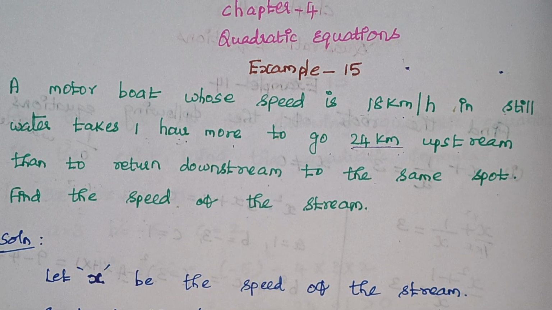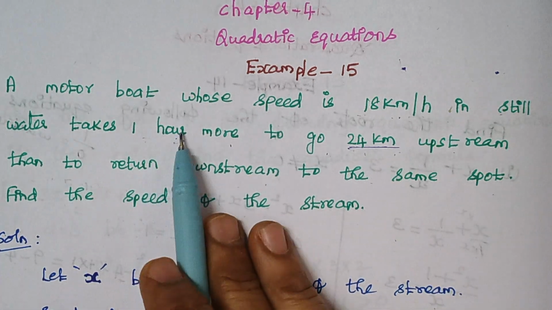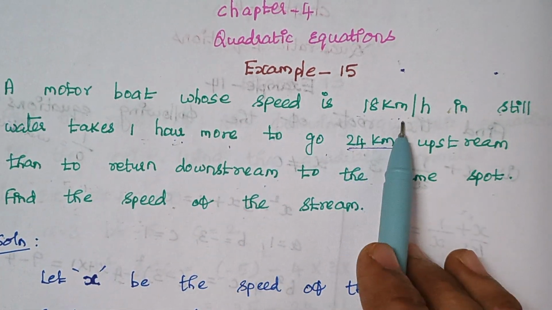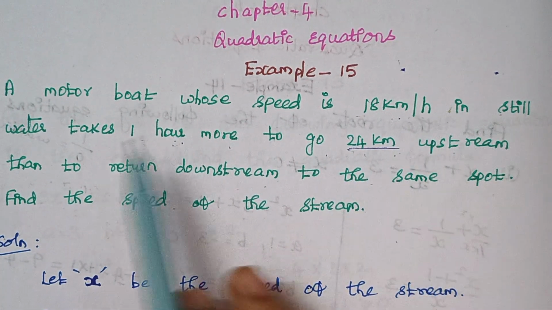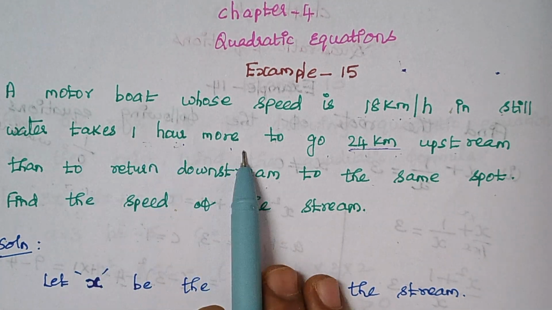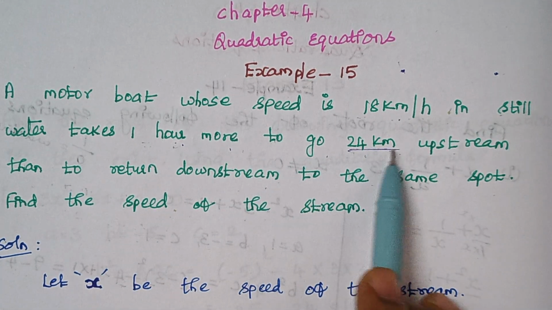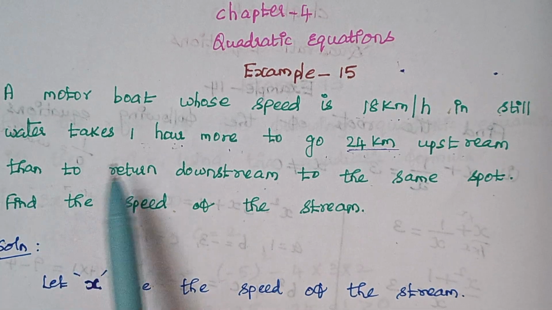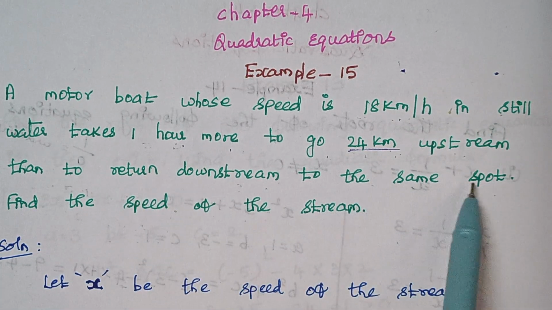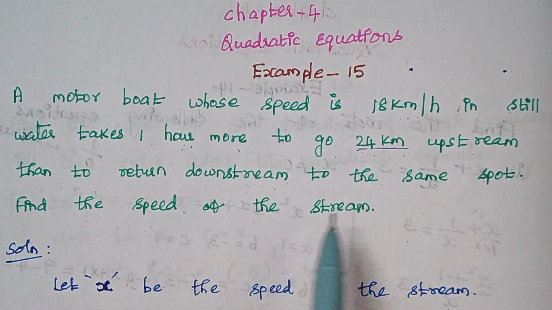Today we are going to solve example 15 in chapter 4, quadratic equations. The problem is: a motor boat whose speed is 18 km per hour in still water takes 1 hour more to go 24 km upstream than to return downstream to the same spot. Find the speed of the stream.